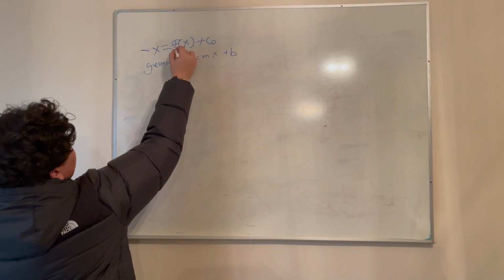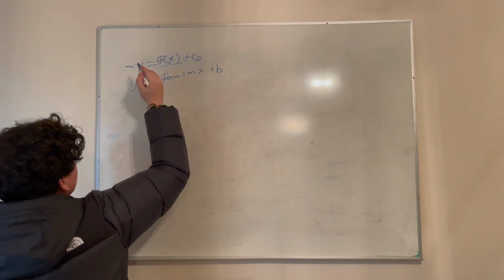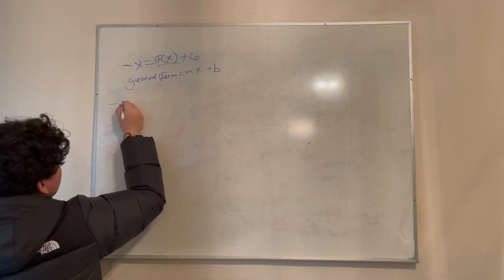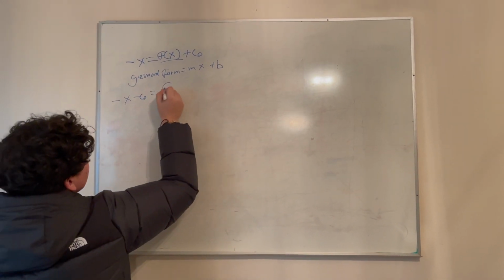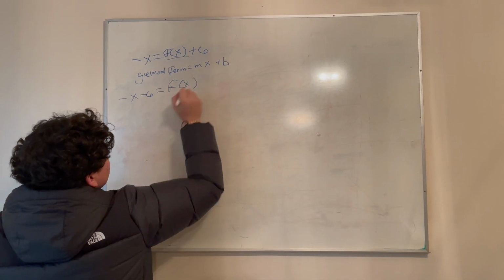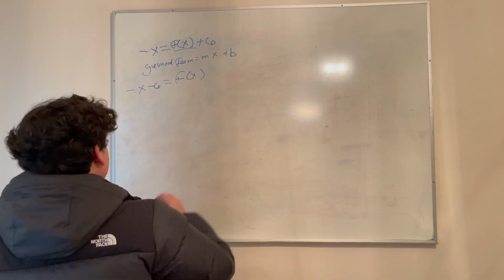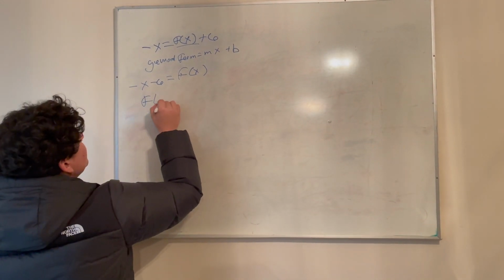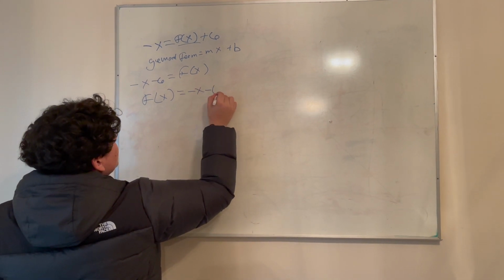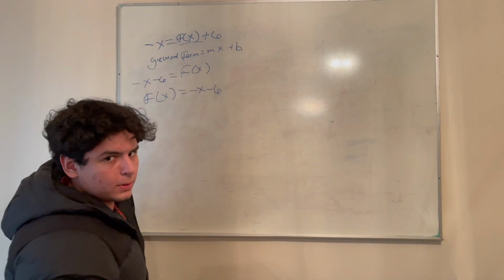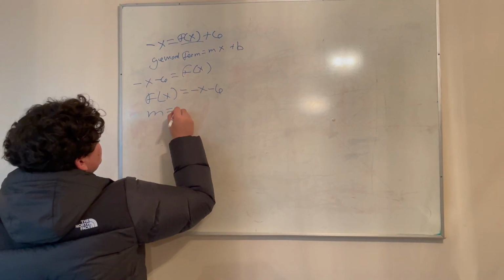We need to isolate our f(x) by moving our 6 to the other side, changing the sign to a negative. Now that we have our f(x) isolated, we can change it to the other side. It's more convenient. And now we can find our slope. Our slope is going to be -1.